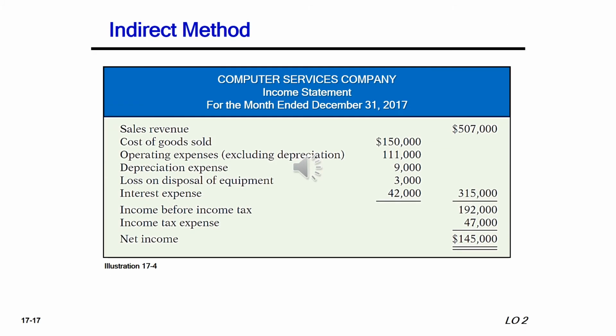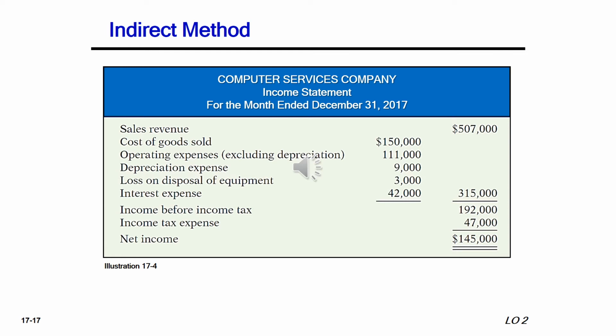Here we're going to go through an example to try to practice and see how the indirect method works and how we can use it to create a statement of cash flows. So we have this company called Computer Services Company, and as you can see here on this slide, we have their income statement for the month ended December 31st, 2017.